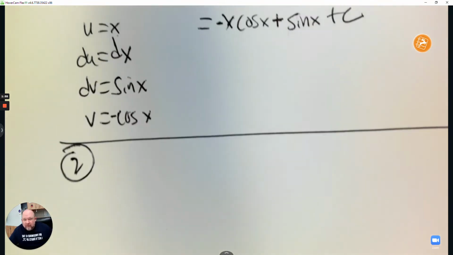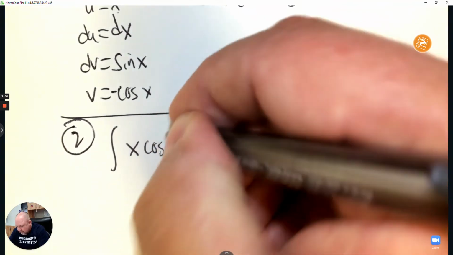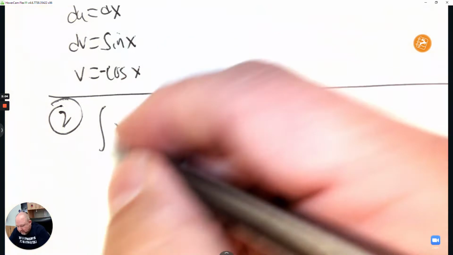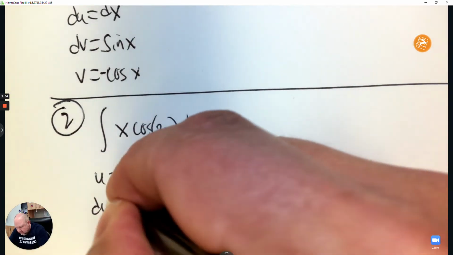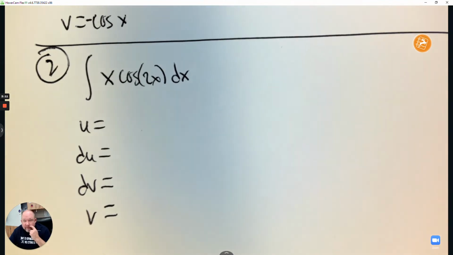And here we go. Number 2. Integrate x times cosine 2x. Press pause and see if you can set up these 4 things. And then we'll go from there. So try those 4 things and then press play.